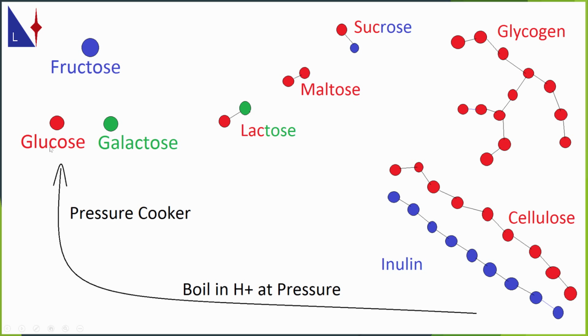Now we can also combine these monosaccharides into long chains. Like we are seeing here, all these are polysaccharides. The difference between this red chain and this red chain is that there is branching in this chain and this chain is straight. If we combine glucose in a straight chain, it will form cellulose, and if we combine them in a branched pattern, it will form glycogen. Now if we combine fructose in long chain, it will form inulin.